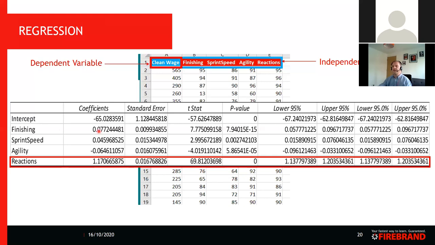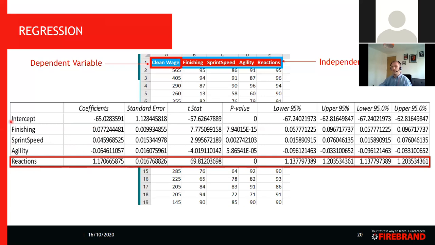So what this is saying is, for every 1% increase in clean wage, finishing increases by 0.07%. For every 1% increase in clean wage, sprint speed goes up by 0.04%. For every 1% increase in clean wage, agility goes down by 0.06%. I'm not entirely convinced by that. But for every 1% increase in clean wage, reactions goes up by 1.17%.